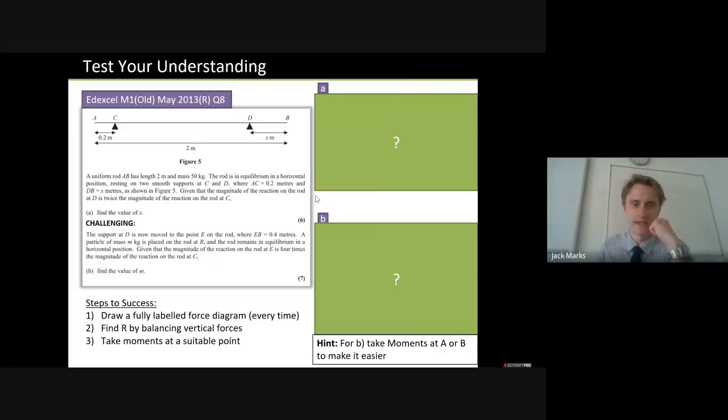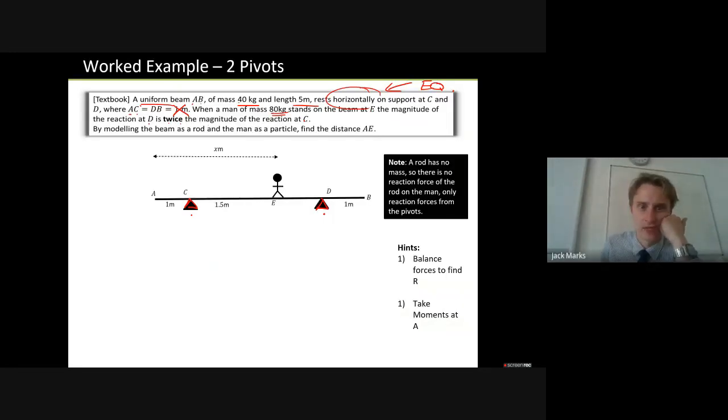Well, let's label these forces on first. 40 kilograms. The ladder is 5 meters long. So X. Why have they called this X? Let's try and work that out. When he stands at... Okay, I don't know. That distance just seems to be the man, and I don't know where the man stands. Find the distance AE. Find the distance from the end to the man.